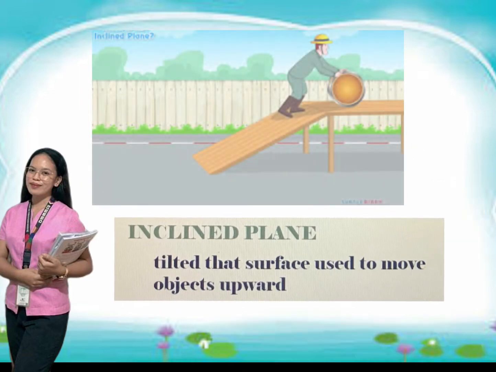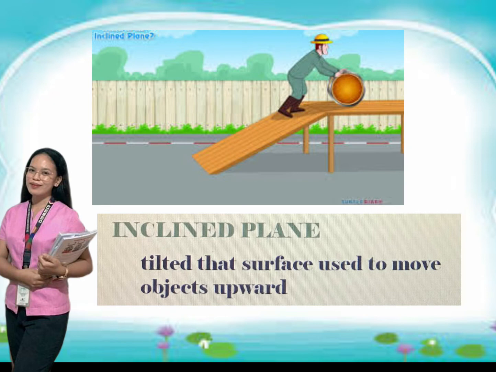The fourth one is what we call inclined plane. An inclined plane is a tilted surface used to move objects upward. It is a simple machine consisting of a sloping surface used for raising heavy bodies. The force required to move an object up the incline is less than the weight being raised, discounting friction. The steeper the slope or incline, the more nearly the required force approaches the actual weight.